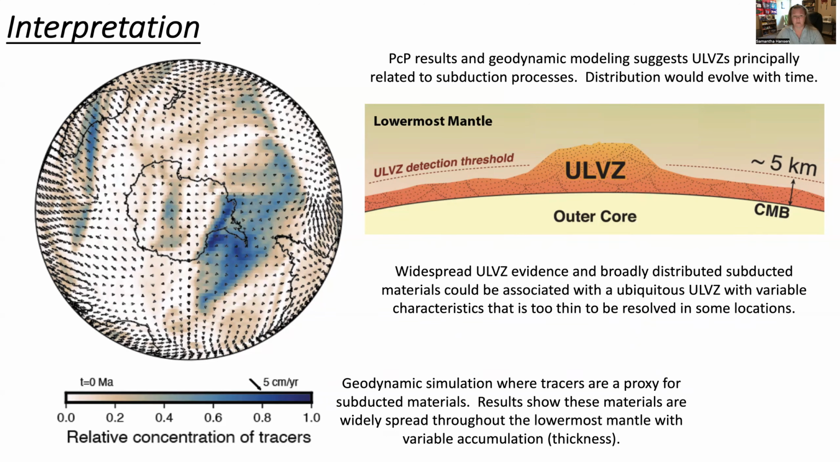So combining this observation from our simulations, along with both our and previous ULVZ investigations, we would argue that ULVZs are primarily associated with subducted materials. This also leads to kind of an intriguing idea, again, based on this broad scale subducted material we see and the widespread ULVZ evidence from both our and prior studies, that ULVZs may actually be ubiquitous along the core-mantle boundary, but they just may be too thin to resolve in some locations.